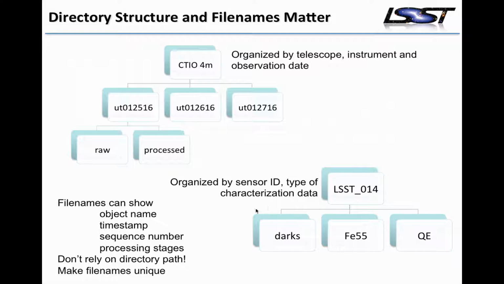The individual file names are accessible at the operating system level to utilities like awk, so you can be judicious about what information you include in the file name so that you don't have to crack open the image to learn what's the object name, when was it taken, what sequence number, and where in the processing path down the image processing pipeline that intermediate data product came from. Because images get copied around on the computer, don't ever rely on the directory path. It's important that all file names be unique.